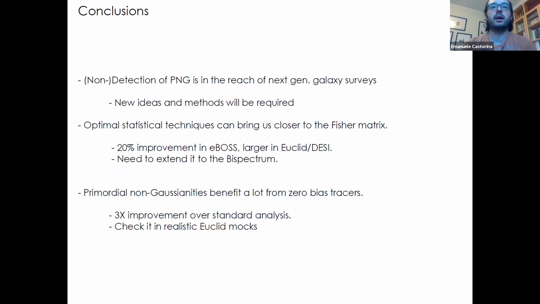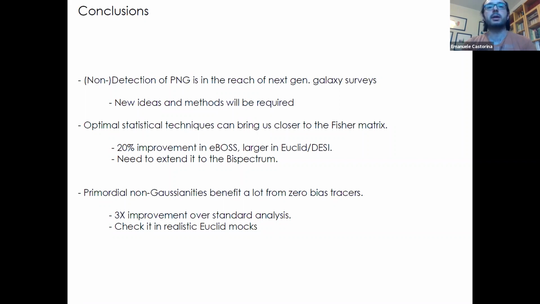So this is my conclusion. In the future, we will know if we do have a detection of primordial Non-Gaussianities or if we do not. But in both cases, if we can go down to this threshold of FNL of order 1, we will be sure that we have learned something. Although to get there, we need new ideas and new methods. And I discussed two of them.